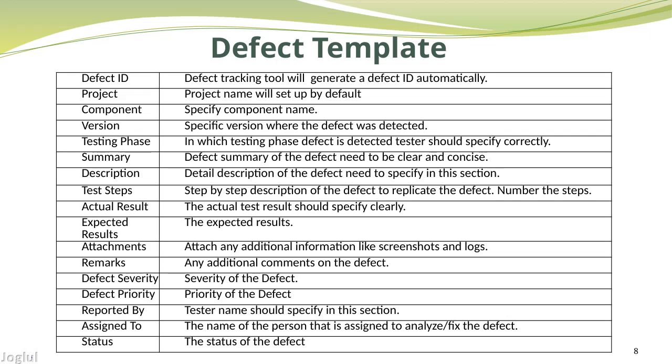Attachments like screenshots or logs can provide additional context, and remarks allow for any extra comments that might be relevant. Defect severity and priority are crucial because they guide how quickly the issue should be addressed, reflecting the impact and urgency. The tester who found the defect is recorded in the reported by field, and the assigned to field shows who is responsible for investigating or fixing it.